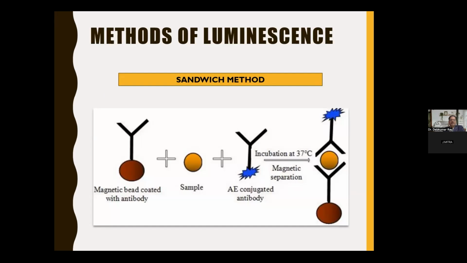The first one is the sandwich method, where the magnetic bead coated with the antibody comes in contact with the antigen or antibody as a sample. And it will again combine with the AE, or acridinium ester conjugated antibody, after a specific incubation at the specific temperature, which is 37 degrees centigrade. So magnetic separation will take place and the compound will be produced, which is called the sandwich method.